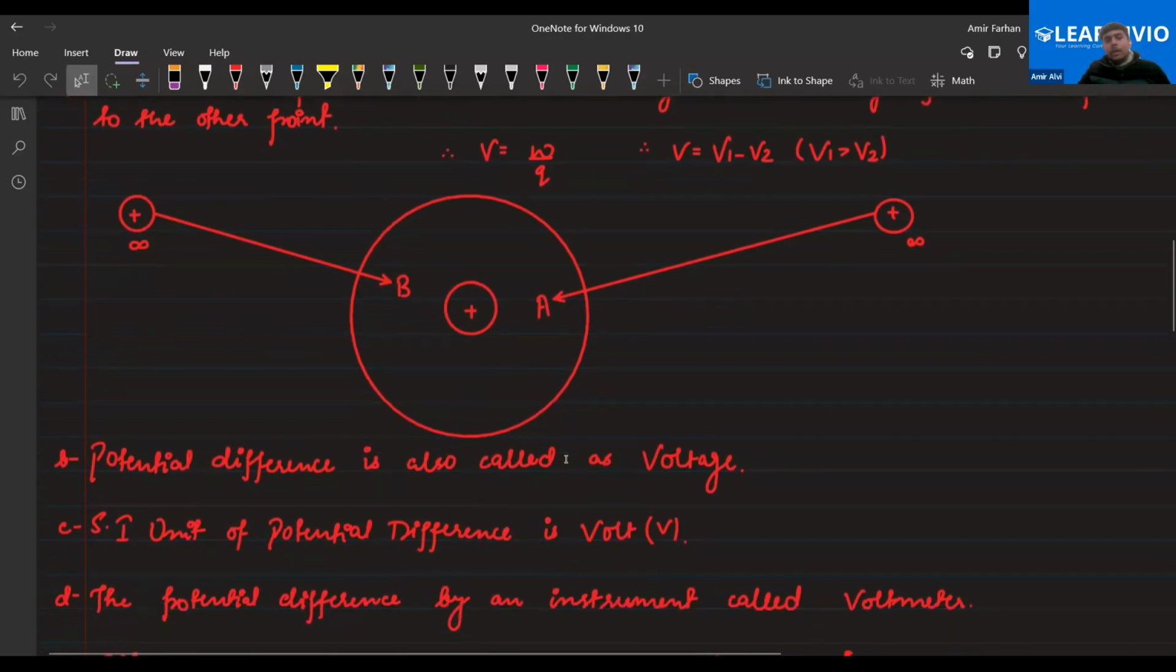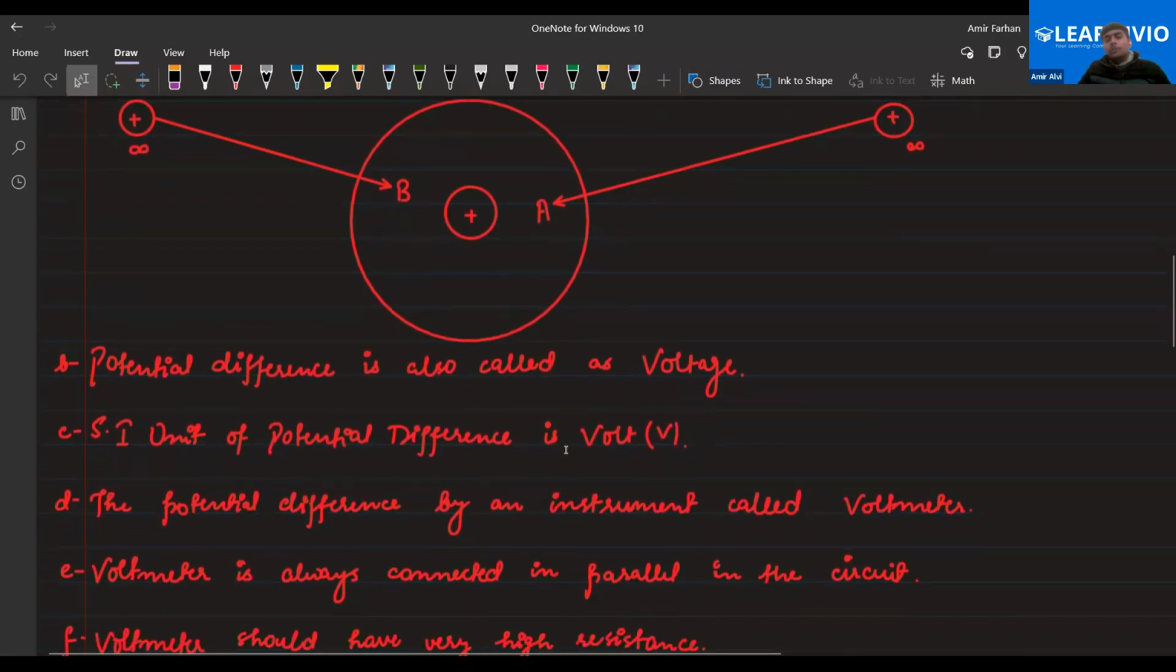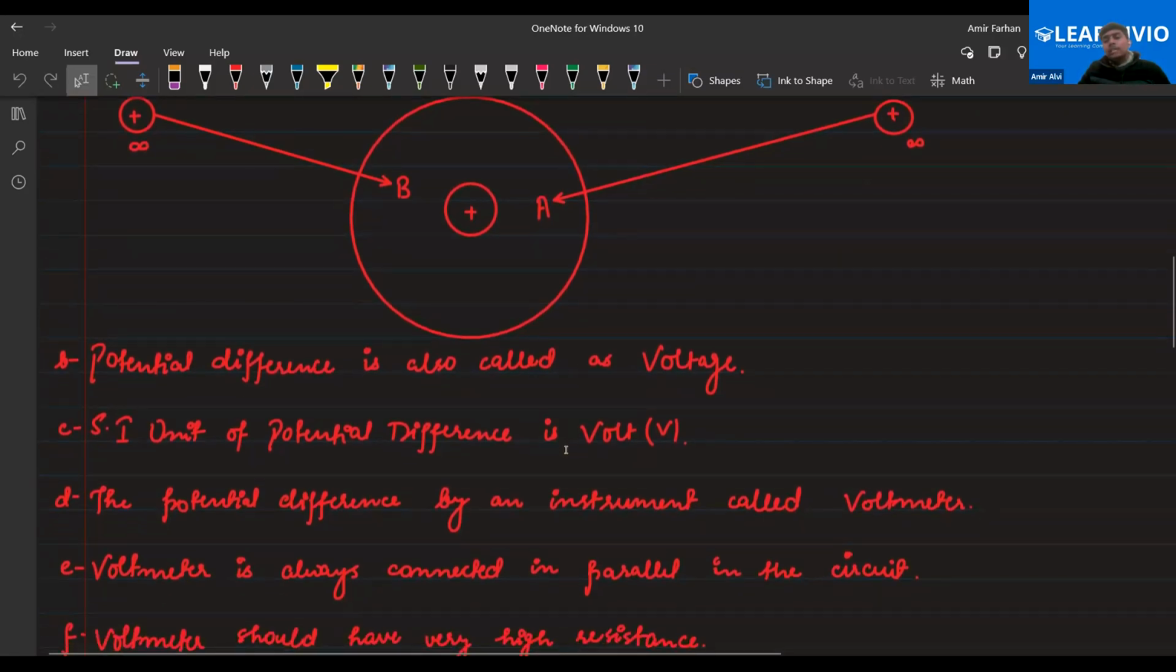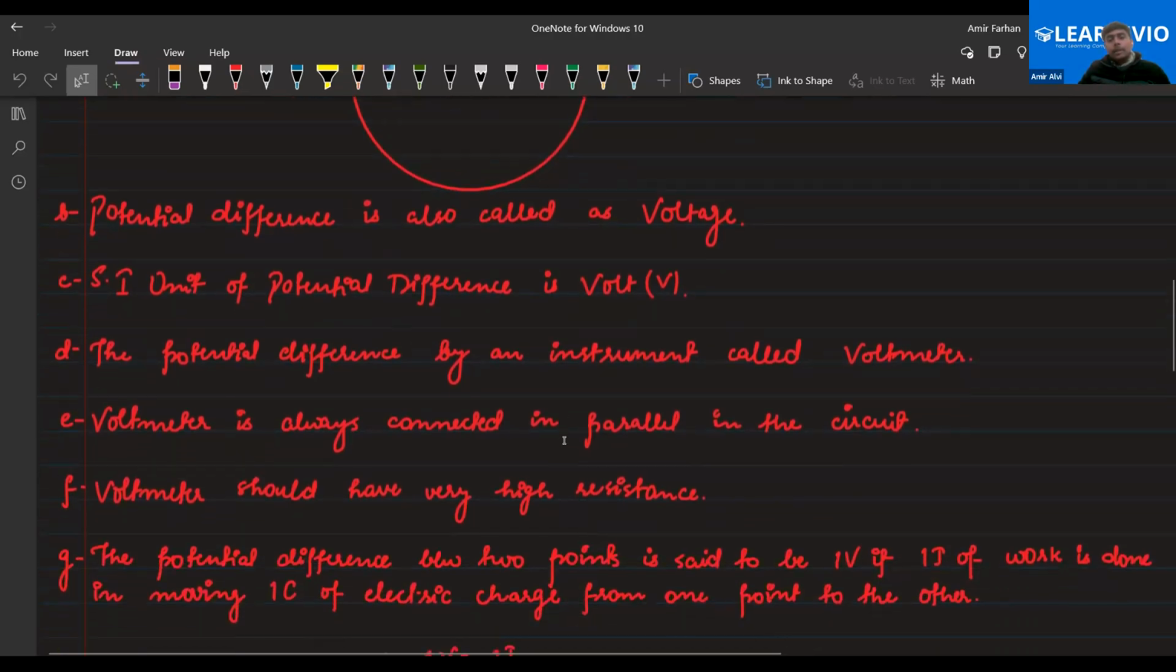The potential difference is measured by the instrument called a voltmeter. The voltmeter is always connected in parallel, because in a parallel circuit the potential remains the same at each point. Yes or no? And a voltmeter should have very high resistance. Clear, all of you?